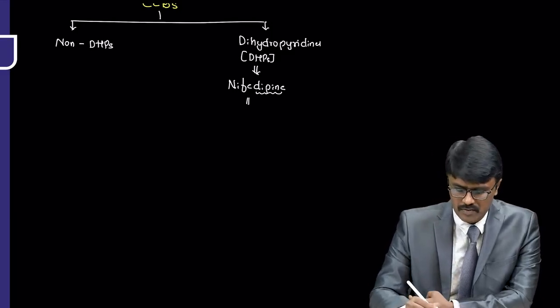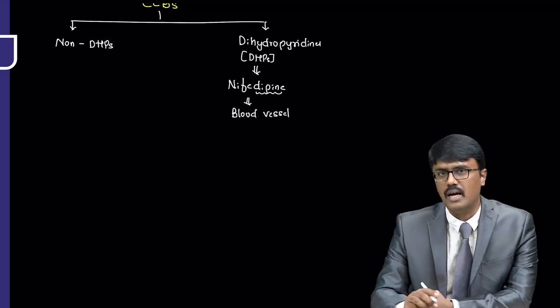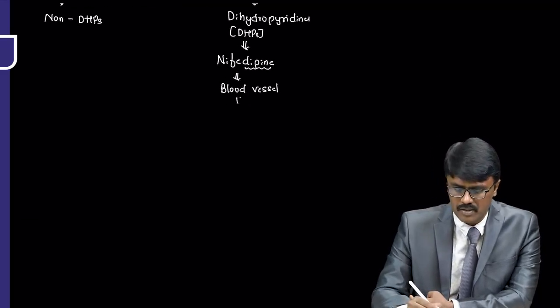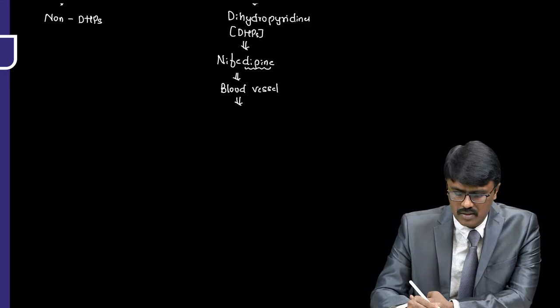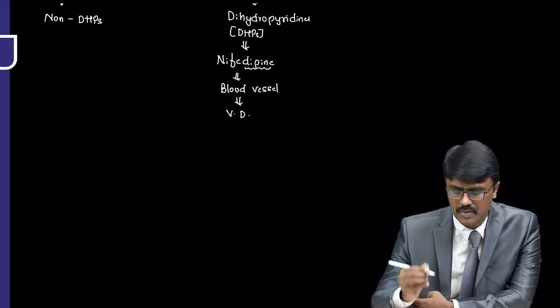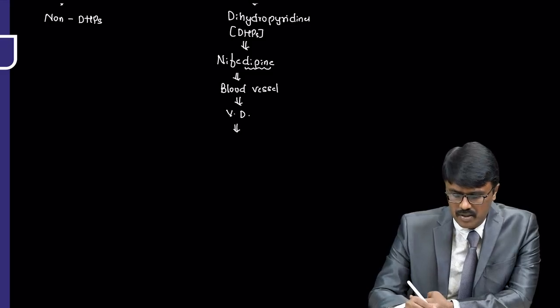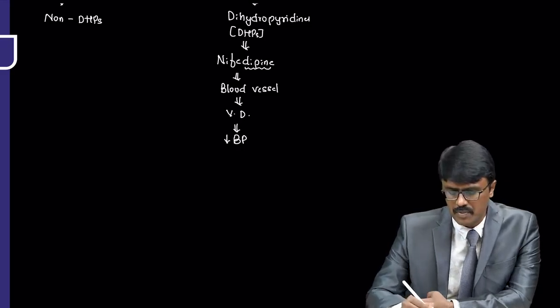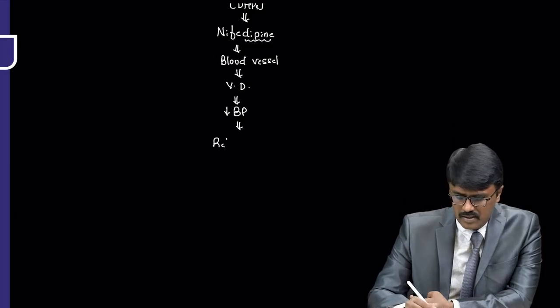Now the major action of these is on the blood vessel. So when you act on the blood vessel, they relax the smooth muscle in the blood vessel. So what do you see? Vasodilation. Now when you cause vasodilation in the blood vessel, what is going to happen to the BP? The BP is going to fall. So when the BP falls, what is the reflex mechanism? There is reflex tachycardia.